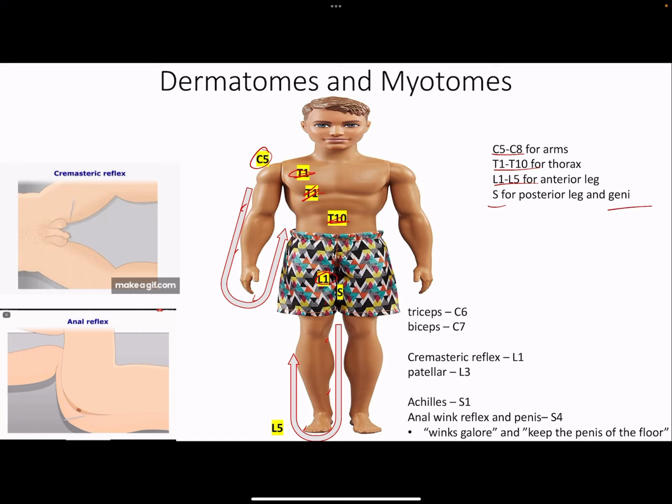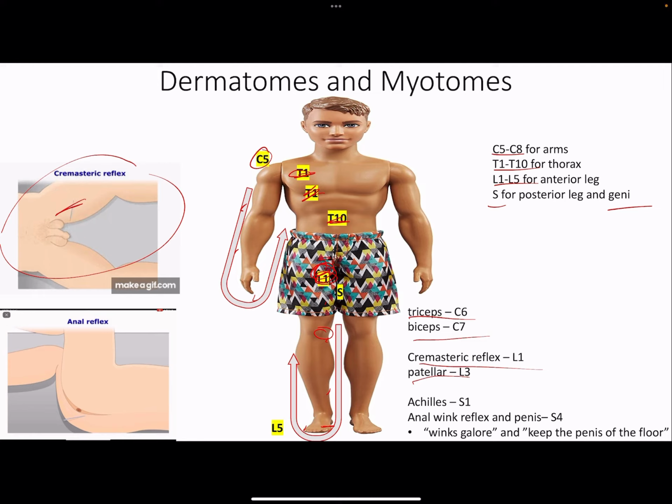Now, a couple of reflexes you should know: C6 with the triceps, biceps, C7, cremaster reflex right here, L1, kind of makes sense. That's sort of where they're being stroked. I don't know the right word. Patellar, I think L1 to L5, what's in the middle? The middle is L3. What about what's in the middle of your leg on the anterior side? It's your knee. So that's why this is the patellar reflex. Achilles, right when we go into the back side.